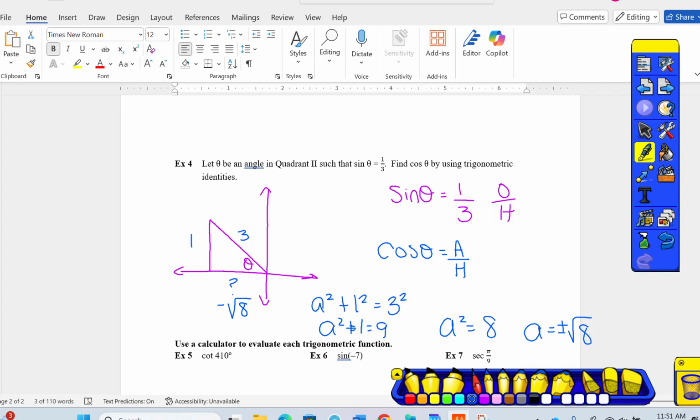Back in algebra 2, you reduce those. How else did you write root 8? 2 root 2. So now I can find cosine. Cosine is adjacent, so negative 2 root 2 over hypotenuse, which is 3.